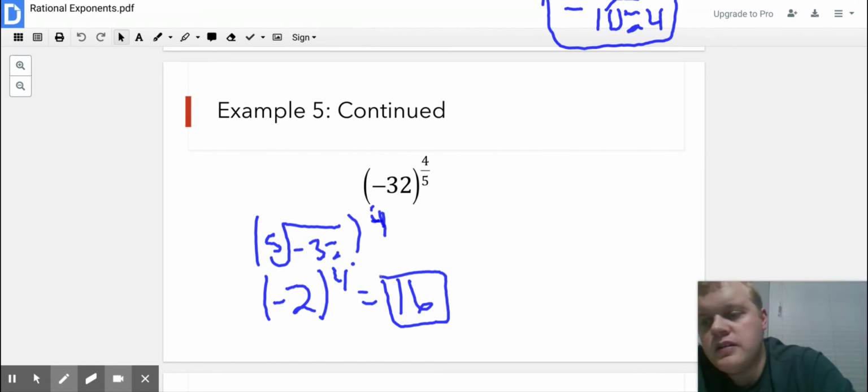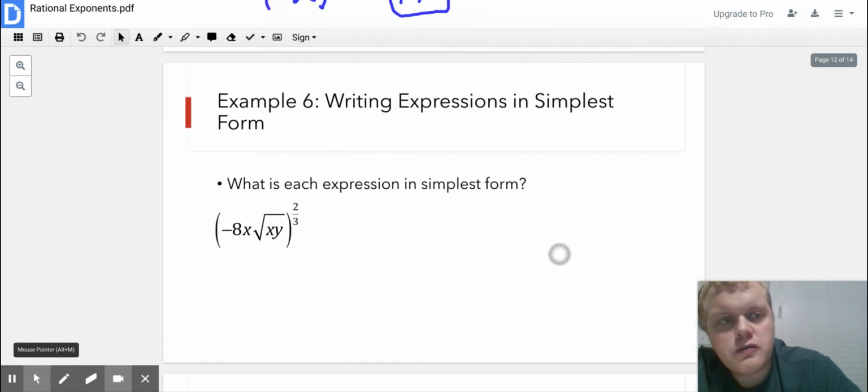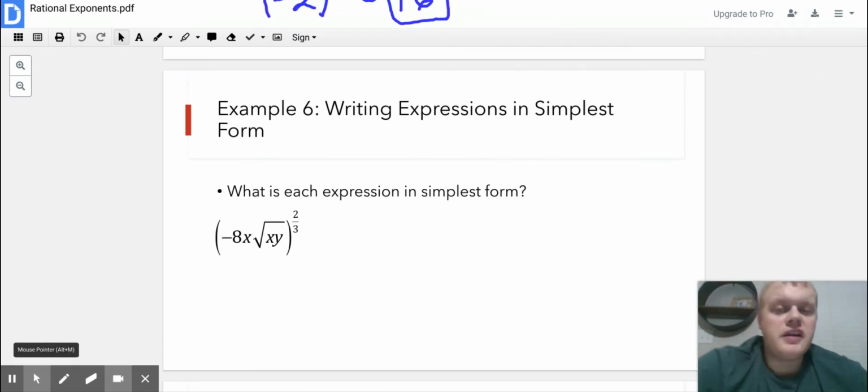All right. We'll move on here. Example 6. We're almost done, guys. Writing expressions in simplest form. So again, there will be variables as well. We have to be careful with these. First step, again, if you have negative exponents, make sure you fix those first before you do anything else. But first step for here, we're going to end up distributing that into both terms.